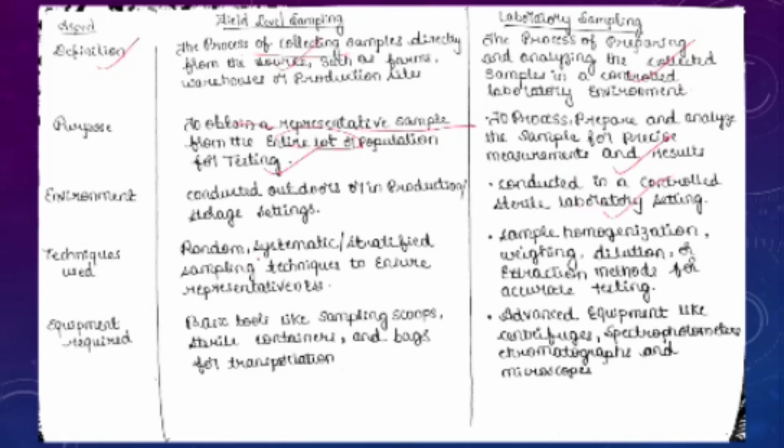Techniques used are random, systematic or stratified sampling techniques to ensure the representativeness. Here the sample is homogenized, weighed, diluted and extraction methods are used for accurate testing. The equipment required are basic tools like sampling scoops and sterile containers and bags for transportation. Here the testing is done in the field itself. Here the advanced equipment like centrifuges, spectrometers, chromatographs and microscopes are used in the labs.